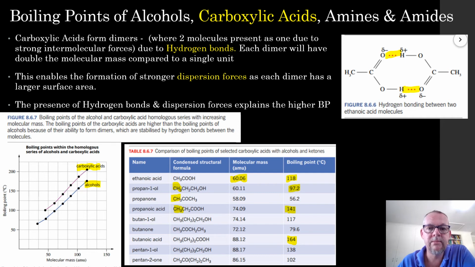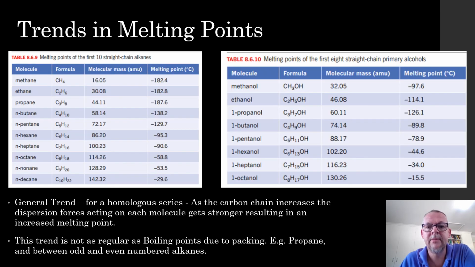So that presence of the dimer, which is due to the hydrogen bonds, means that it's essentially got the highest boiling point of any of the families we've been discussing. Now if we look at trends in melting points, it's quite similar. The general trend for a homologous series is that as the carbon chain increases, the dispersion forces acting on each molecule get stronger, resulting in an increased melting point. And you can see that, but there are some unusual exceptions.